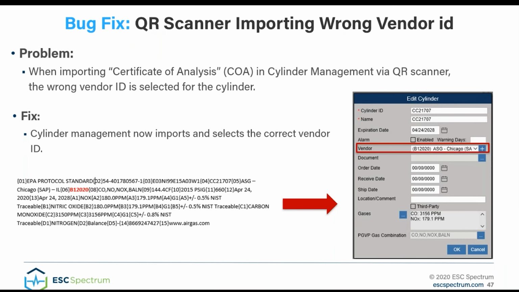QR scanner importing the wrong vendor ID. The problem was that when importing certificate of analysis in cylinder management using the QR scanner, the wrong vendor ID was selected for the cylinder. So we have fixed that, and now cylinder management imports and selects the correct vendor ID.